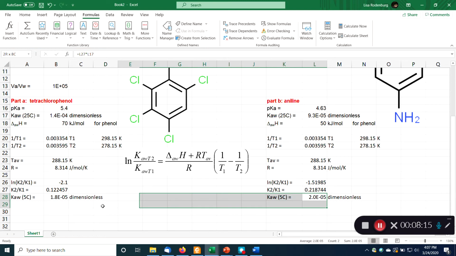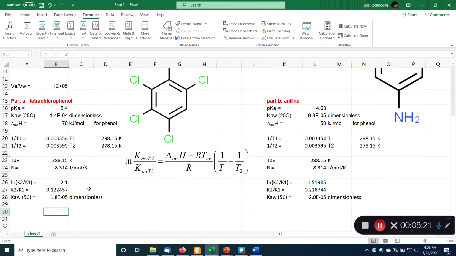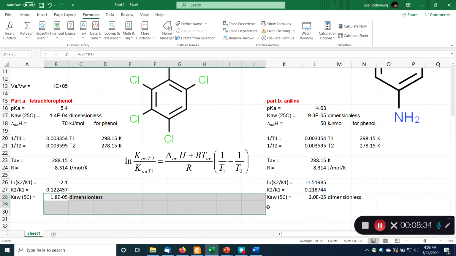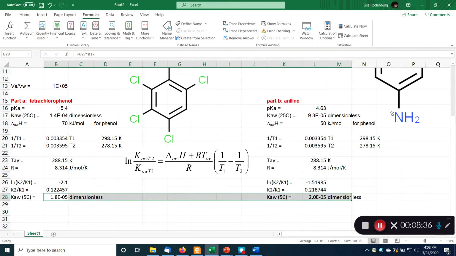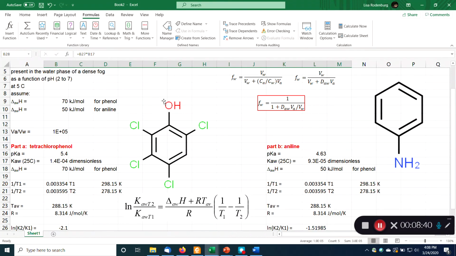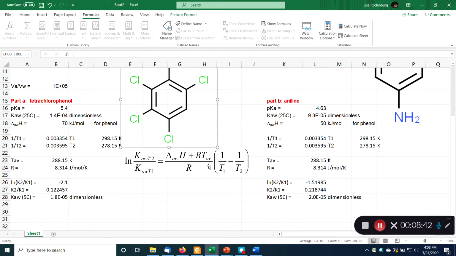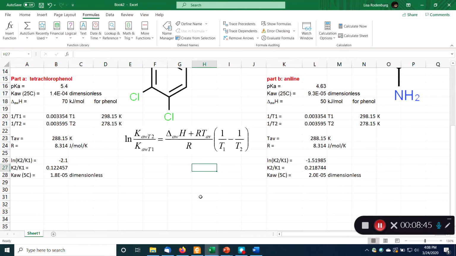You notice, look at that. They're almost the same. Go figure, right? Rene Schwarzenbach, he's so clever. He's trying to make you do this, and you notice that the pKa's are similar, right, for tetrachlorophenol and for aniline, and the Henry's law constants are similar. So the big difference is that this, my friend, is a base, whereas the phenol here is an acid. Okay, so now we've calculated our new Henry's law constants.